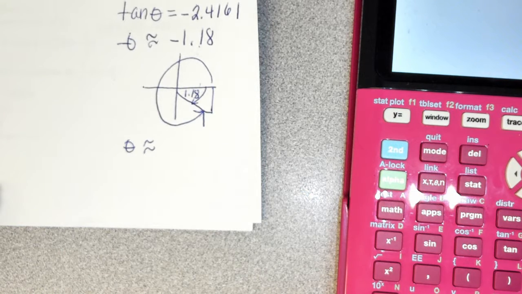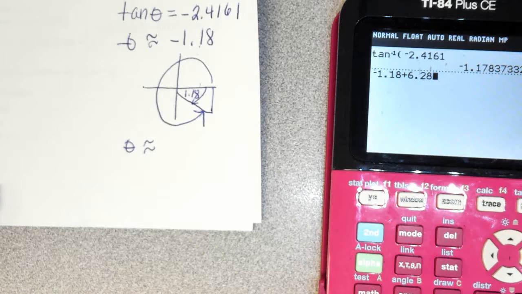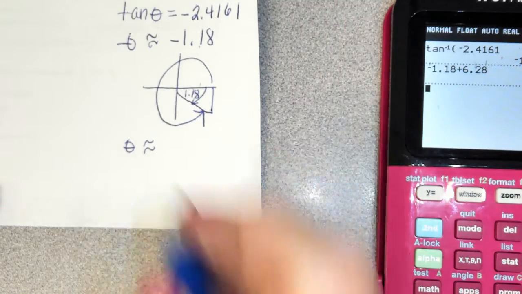Jordan, do you have it? Not sure. Alyssa? Say it again. Okay, let's see. So we do negative 1.18 plus 6.28, right? That's going to get us, because we have to go around two revolutions, and that's going to give us 5.1. Good.